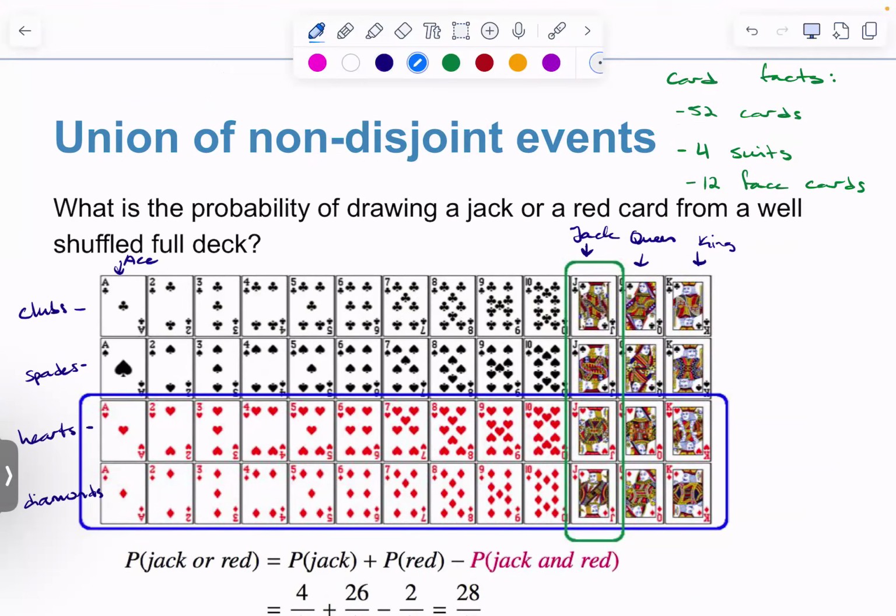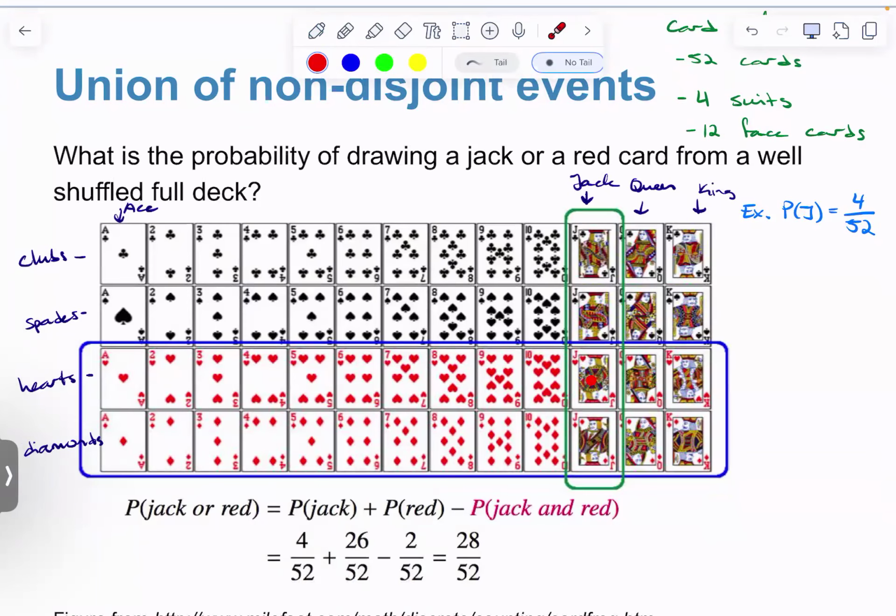As an example, what's the probability of drawing a jack? Well, I look at how many of those 52 outcomes are jacks, right? And so out of 52, I count 4 jacks. So I have 4 out of 52, and that will be my probability of drawing a jack. A jack of hearts is a very specific card. In fact, it's 1 out of 52.